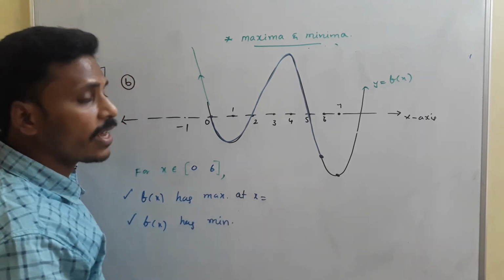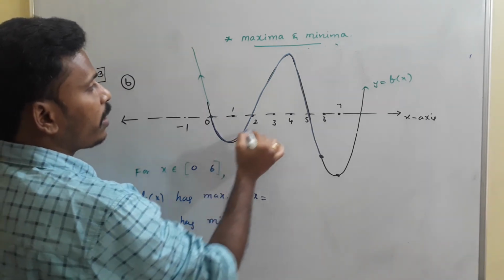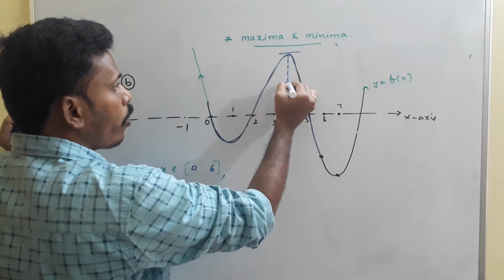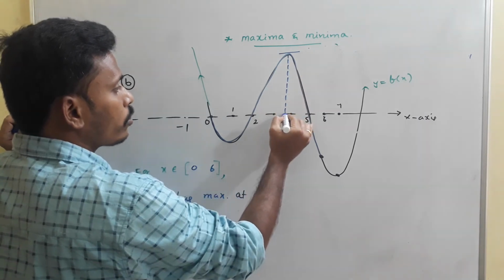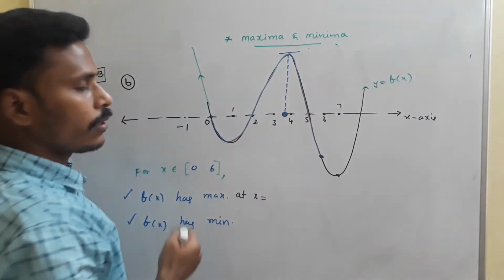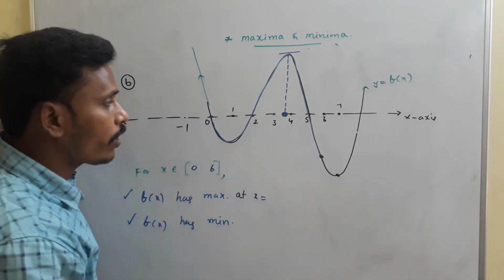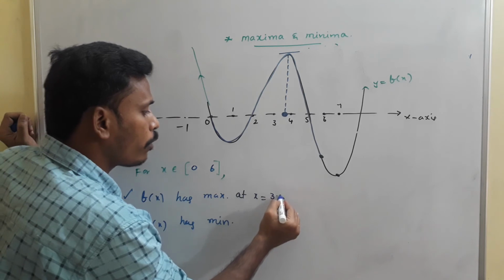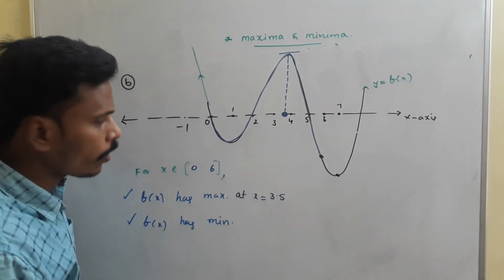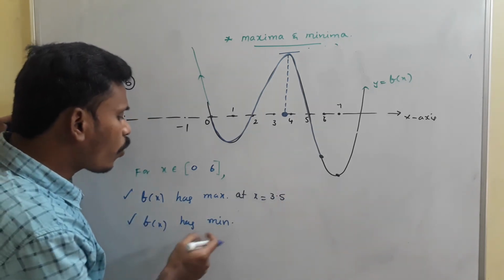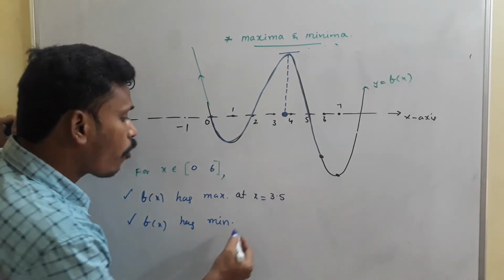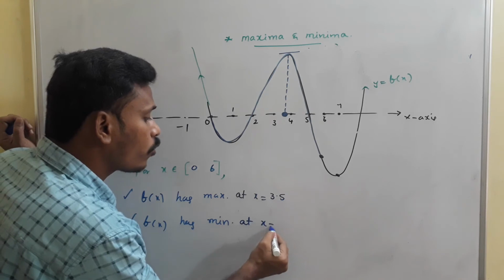Where does this f of x have maxima? In this complete trace of the graph, this is the maximum point. Suppose this point is the value of x at which f of x has maxima. So f of x has maxima at x equals 3.5. Simply I am saying, roughly. Whereas what is the minimum value of f of x? At what point does the minimum value exist? f of x has a minimum at x equals what?